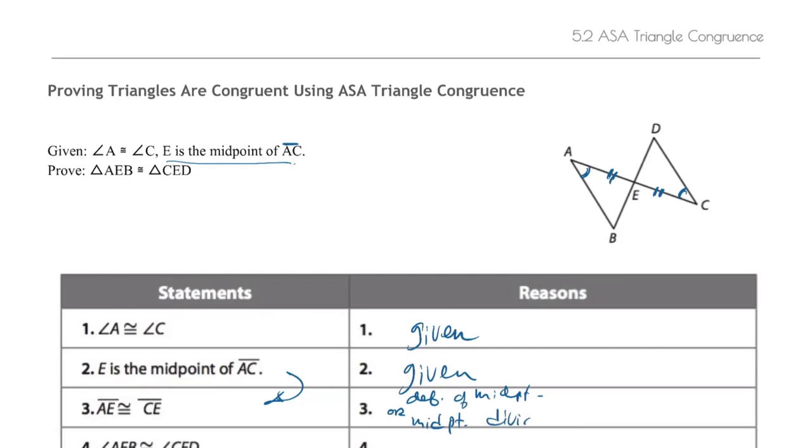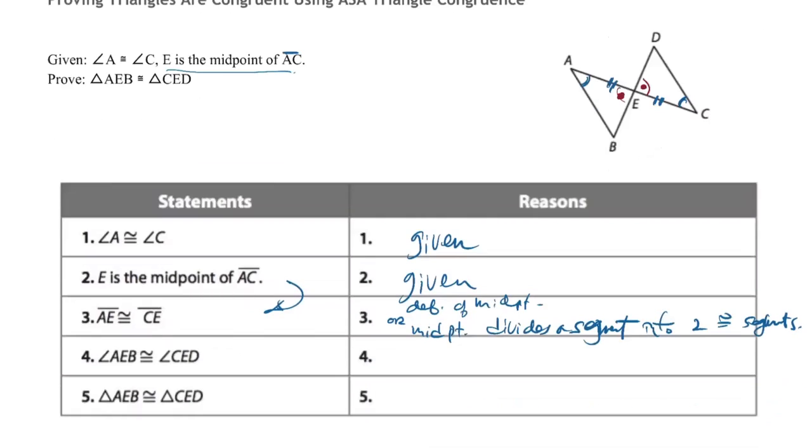divides a segment into two congruent segments. Sorry for such messy handwriting. All right, guys. And then what else do you notice, guys? Do you notice anything else different? If you said that angle AEB and angle CED were congruent, you're absolutely right. And because why? They're vertical angles, right? So you can say the vertical angle theorem, or say vertical angles are congruent, okay?